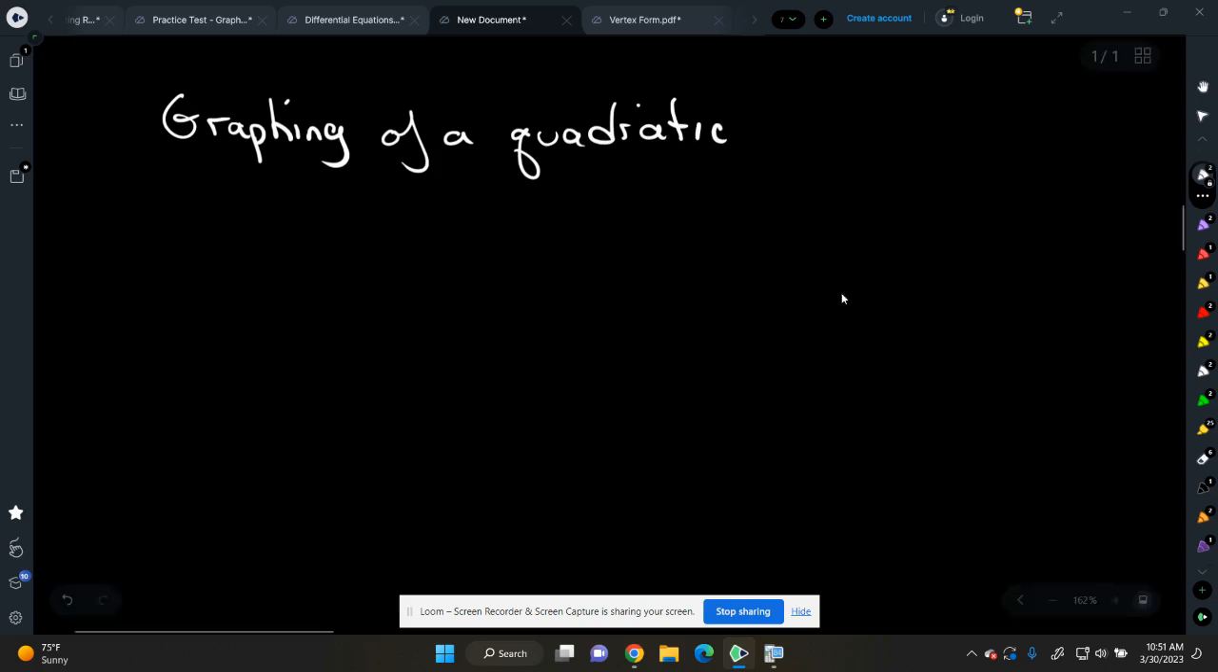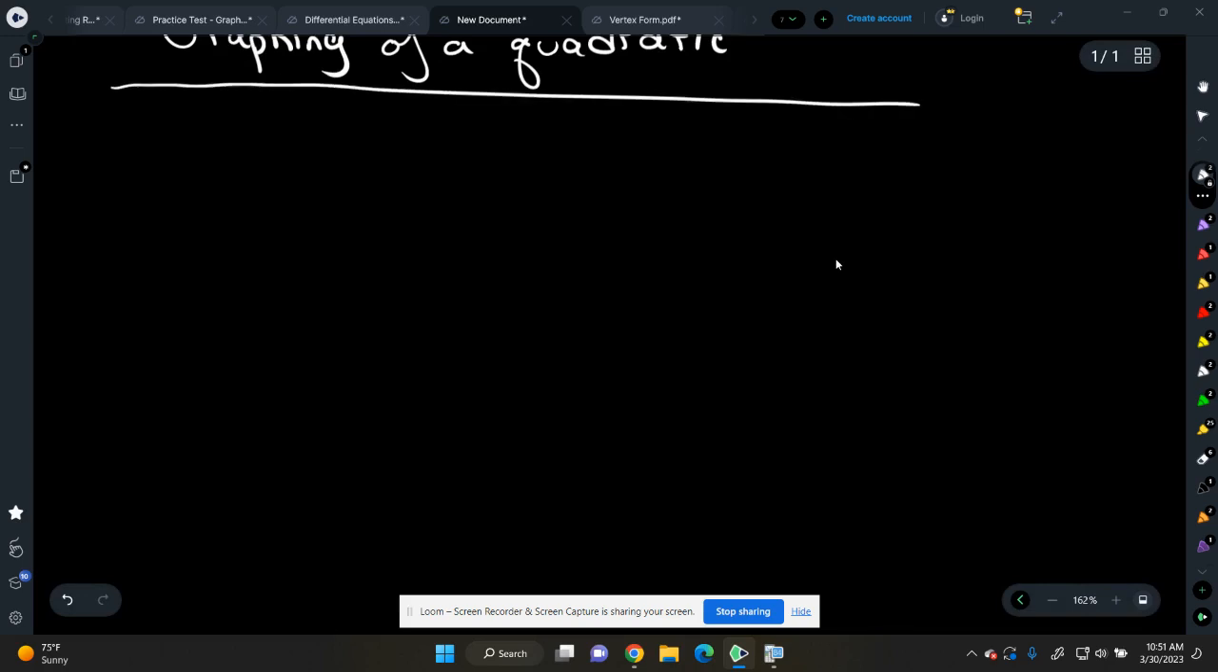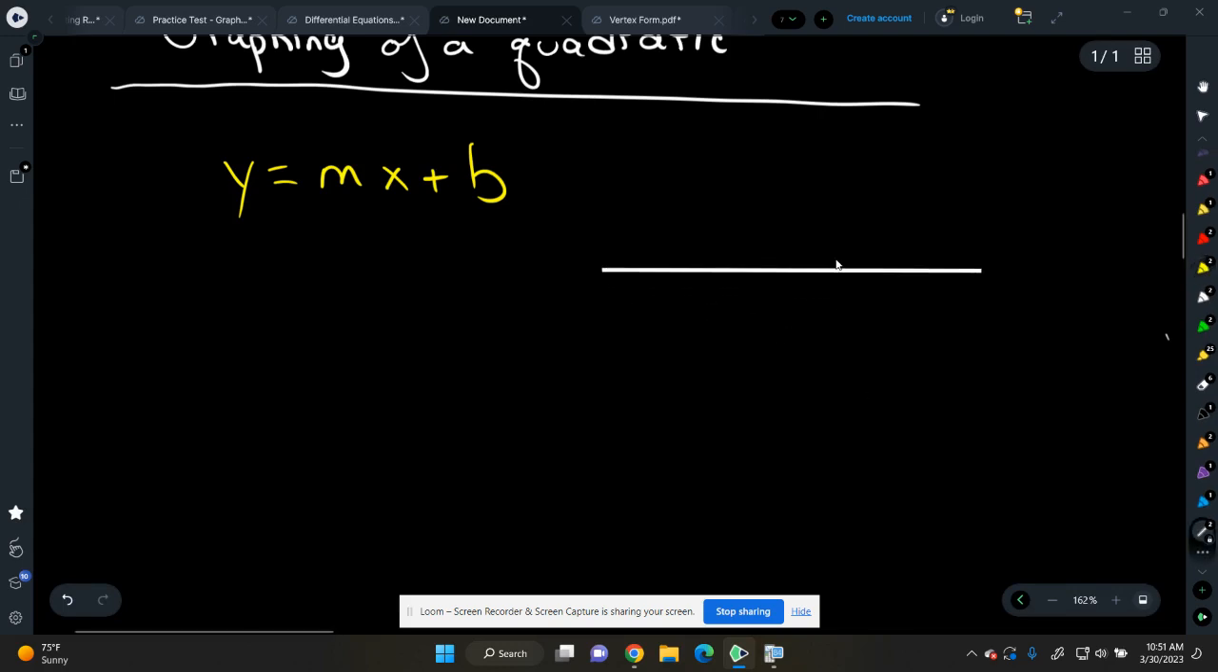Okay, so let's just kind of step back. Let's put ourselves mentally back into the fall semester, right? And we learned how to graph y equals mx plus b. What type of shape will that be on the graph? It's a line. It's a straight line. Okay? So y equals mx plus b is a straight line.